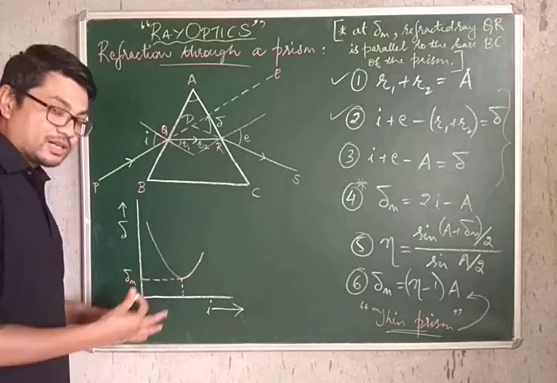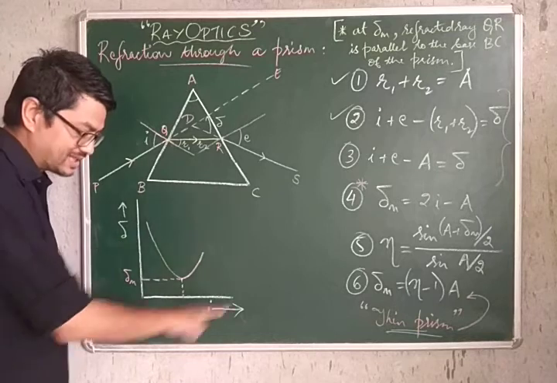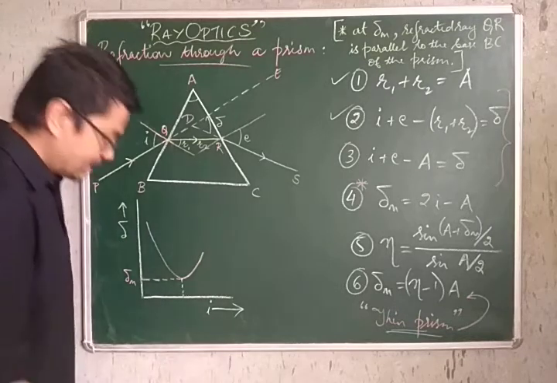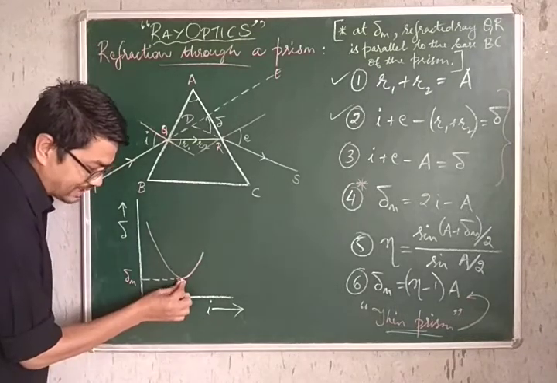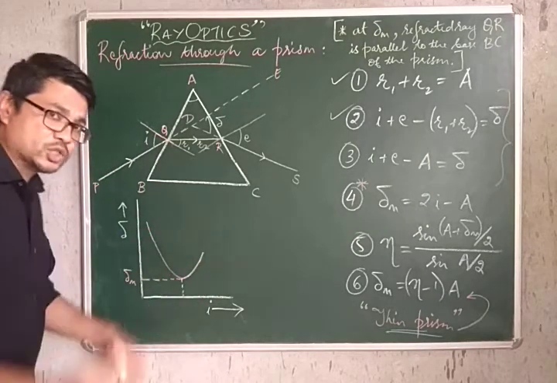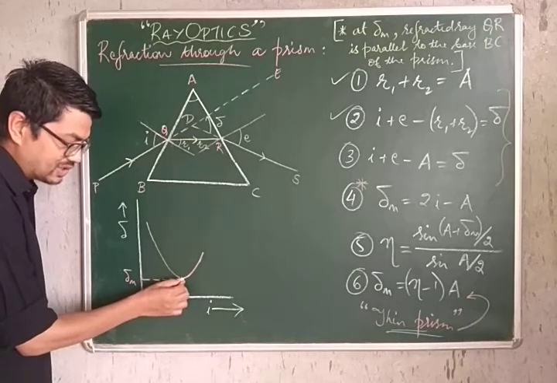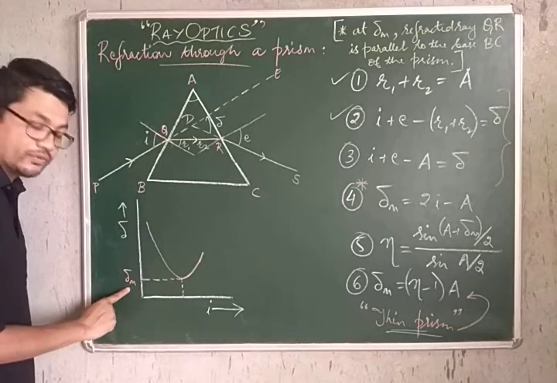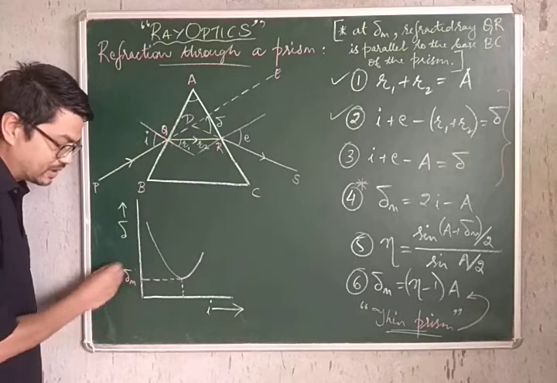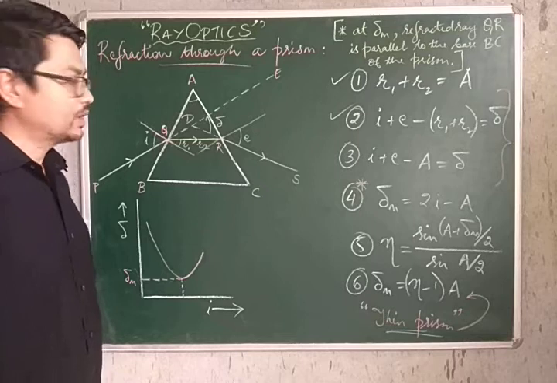This, of course, is a graph which you've already seen. It is the graph of the angle of deviation versus the angle of incidence. Now, at this lowermost point, the graph, as you can see, is U-shaped. So this lowermost point gives us the value of delta m, the angle of minimum deviation.